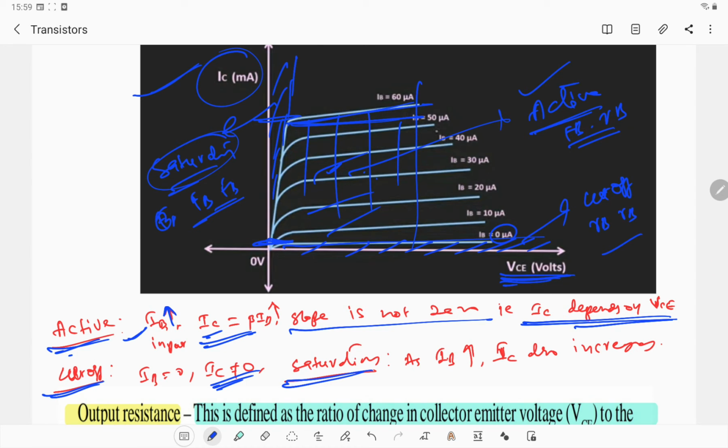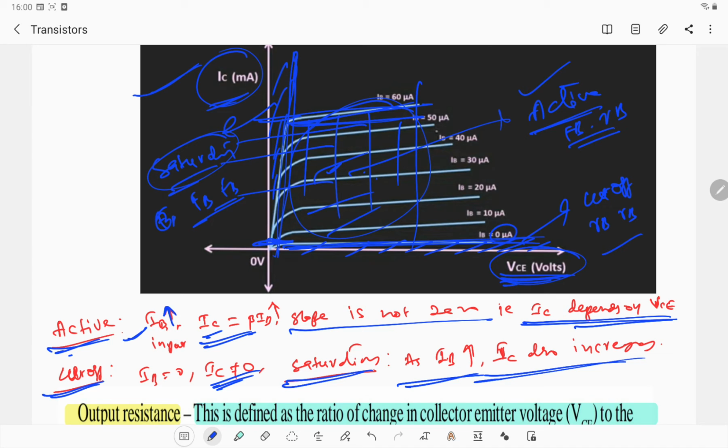Saturation region, as IB increases, IC also increases. This is about output characteristics. The main important thing in output characteristics is there are three regions. This region is active region, this region is saturation region, and this region is cutoff region. In active region, as IB increases, IC also increases. Slope is not 0, therefore IC depends on VCE. This is about active region.